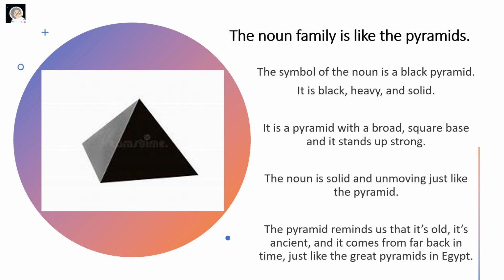The noun family is like the pyramids. The symbol of the noun is a black pyramid. It is black, heavy, and solid. It is a pyramid with a broad square base and it stands up strong. The noun is solid and unmoving, just like the pyramid. The pyramid reminds us that it's old, it's ancient, and it comes from far back in time, just like the great pyramids in Egypt.